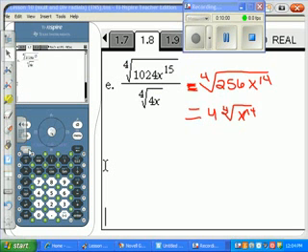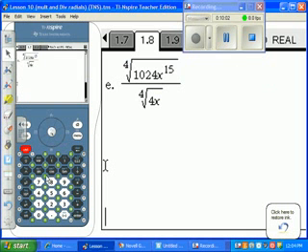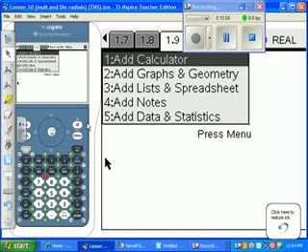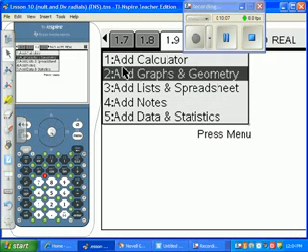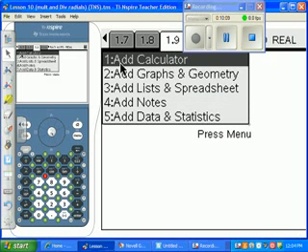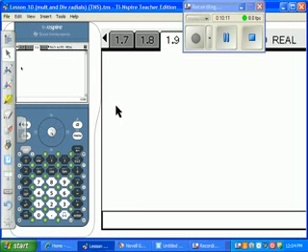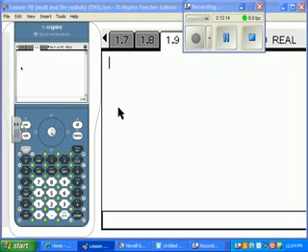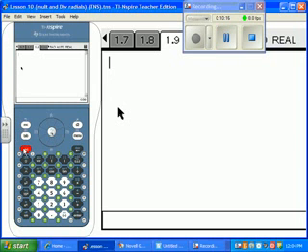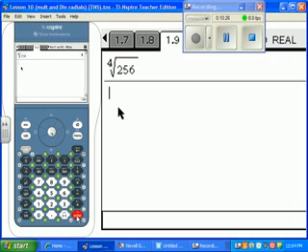Add a calculator page. Okay, we want the fourth root of 256, right? Fourth root of 256. When you hit enter, what do you get? 4. 4, right? So you see how we got the fourth root of 256 now?